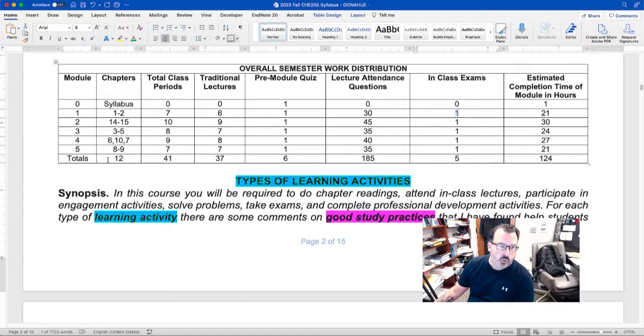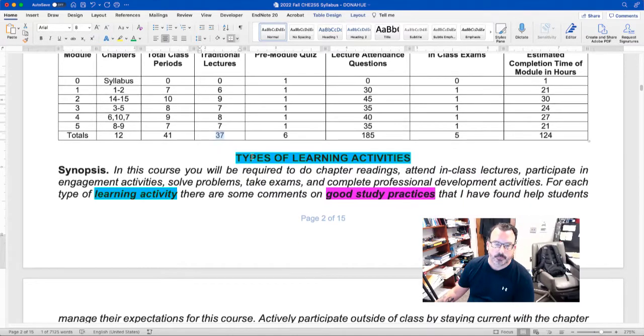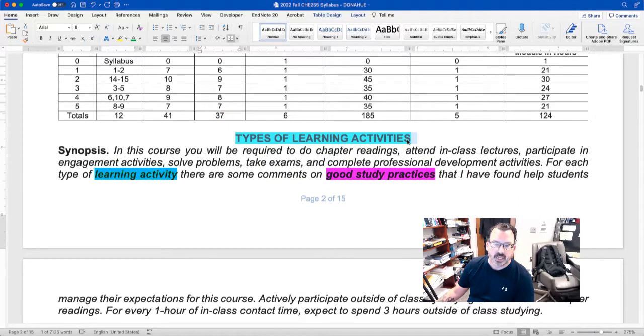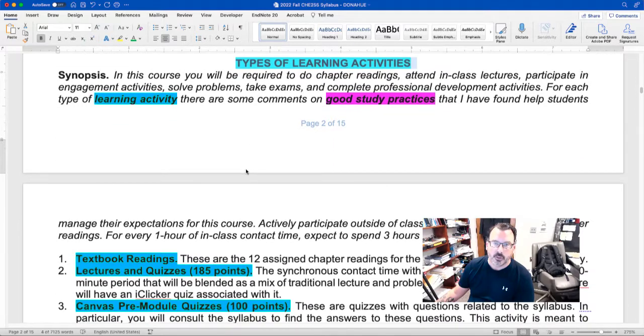So we're going to cover 12 chapters. We have 41 total class periods in which we meet. 37 of those will be lectures. The remaining ones will be exams. So types of learning activities. What do you need to do to earn your grade?